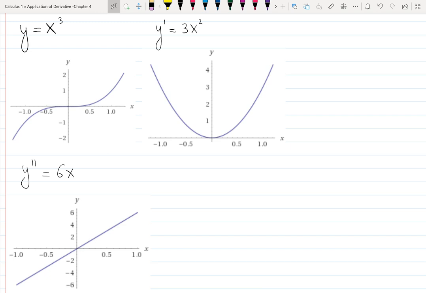So I can see that the original function, a cubic function, is always increasing. If you imagine you're climbing a mountain, you keep climbing, there's a point here where the slope of the tangent line is horizontal, and then you still keep increasing. So the original function is increasing from negative infinity to 0. At 0, it's neither increasing nor decreasing, and then it increases from 0 to infinity.